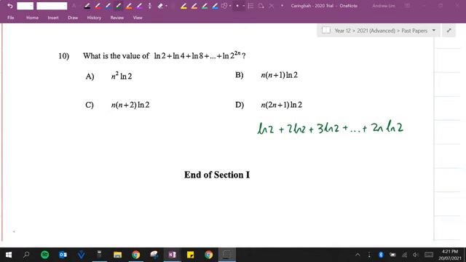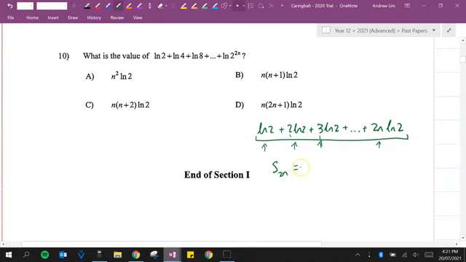This tells me that there must be 2n terms, right? That's our first term. Our second term has a 2 in front of it. Our third term has a 3 in front of it. So our 2nth term has 2n in front of it. So there has to be 2n terms. So we are trying to work out the value of this. It's a series because we're adding all of them. So the sum of the first 2n terms is equal to what?